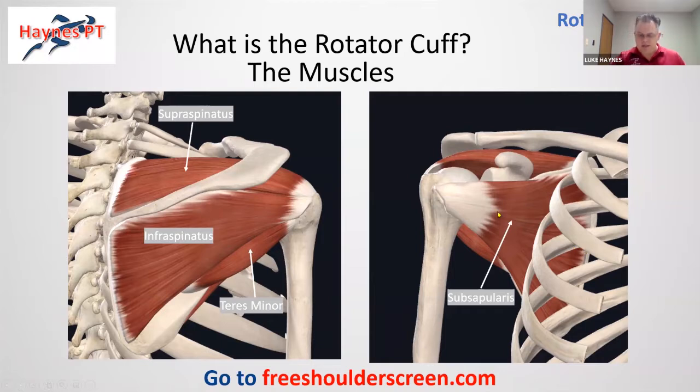This muscle sits next to the rib cage on the front side. And whenever we have pain or problems with that muscle, we tend to feel it more on the front. And so that's one of the things that we look at there. So those are the four muscles that make up the rotator cuff.